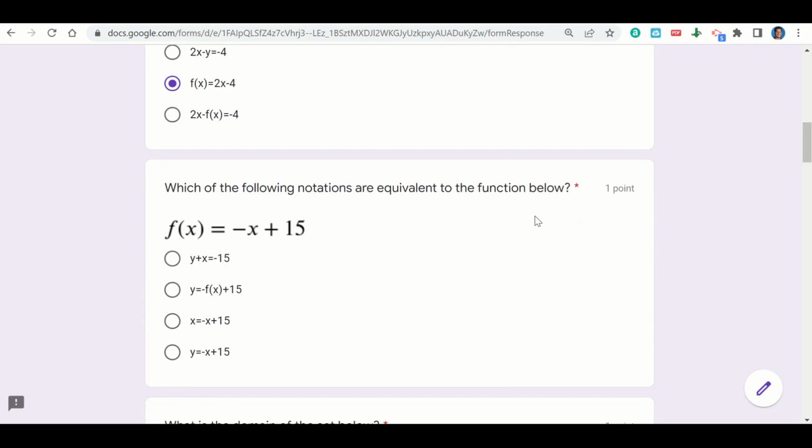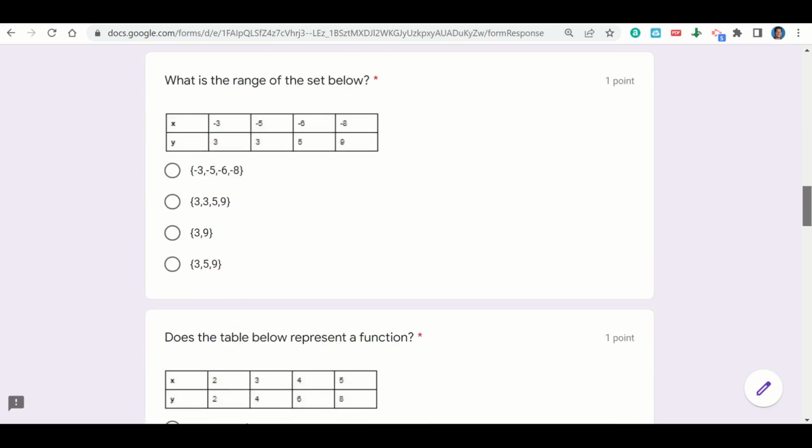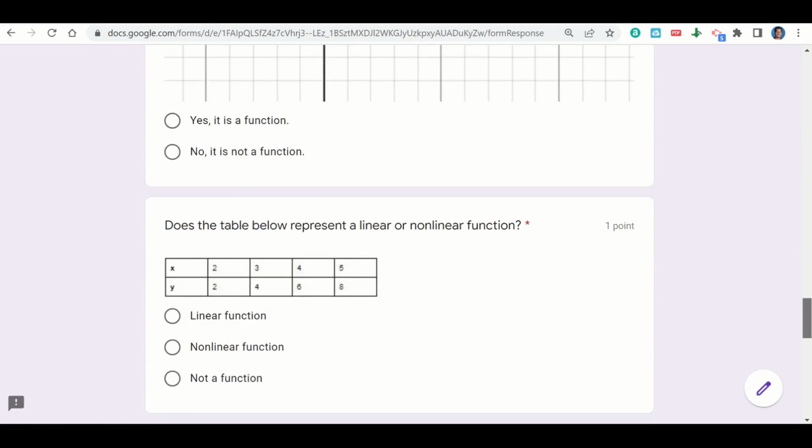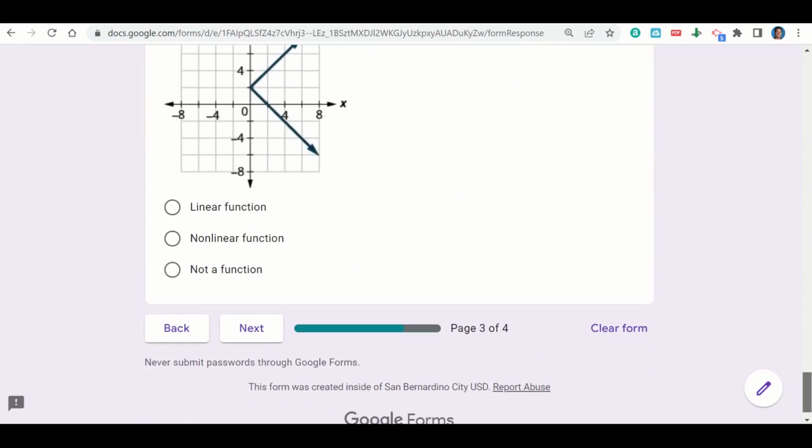Which of the following notations are equivalent to the function below? Well, we have f of x is equal to negative x plus 15. Again, y and f of x mean the same thing, so we're just going to change f of x to be y. So it should say y equals negative x plus 15, which is this one here. And you'll continue to answer each of these questions all the way until you get to the bottom of the page. Once you get to the bottom of the page, you're going to go ahead and click Next.